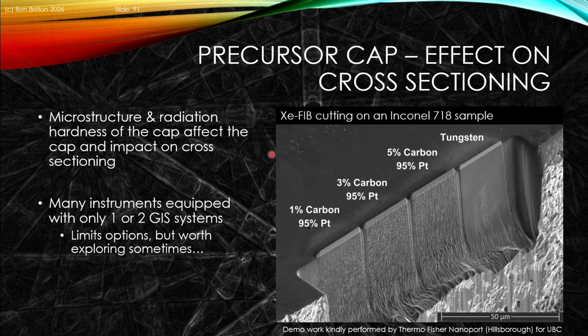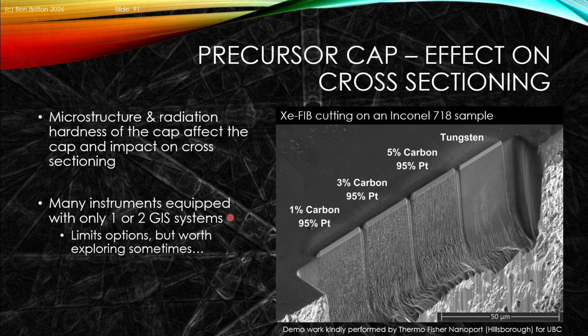Now, the precursor cap can have an effect on cross-sectioning, and this will depend, of course, on your ion species. We got some very nice demo work kindly by the colleagues in Thermo Fisher Nanoport, where they played with different compositions. In some microscopes, you can change the relative compositions of different gas mixes. And in this case, for xenon cross-sectioning on an Inconel 718, we see that tungsten gives us the smoothest surface for this particular example. And that's why we selected in our microscope for our analytical approach to use tungsten for most systems in here.